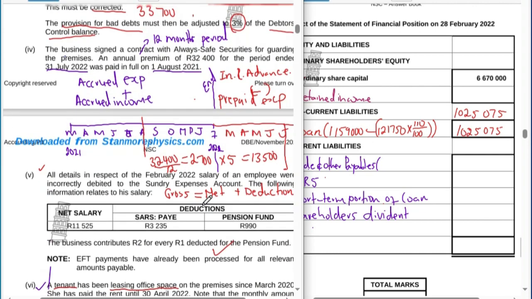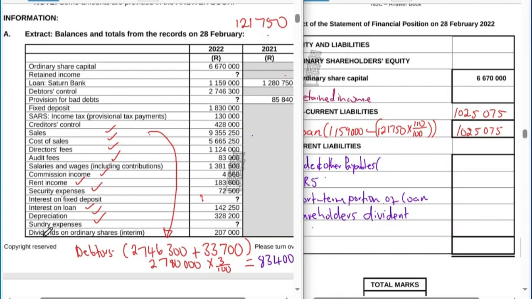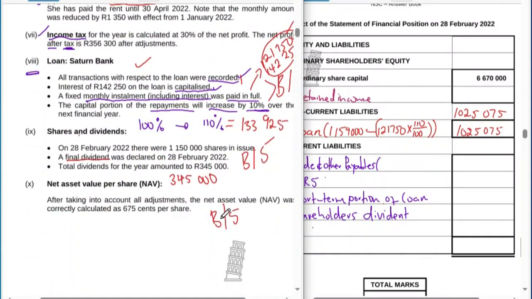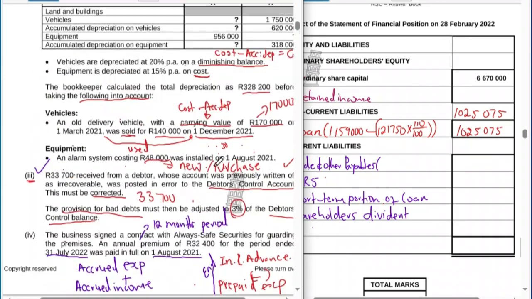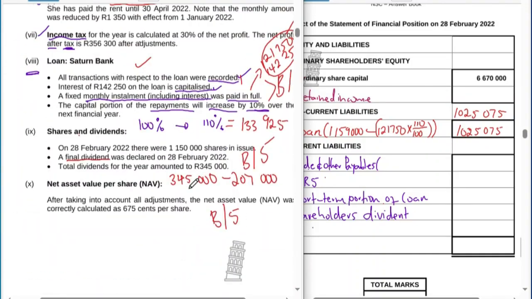And then we can go to our trial balance or our extract to take a look if we have dividends on ordinary shares, which is interim. Yes, we have. For how much? 207,000. Now we take our total and subtract our interim, 207,000, so that we can identify how much our final dividends are.